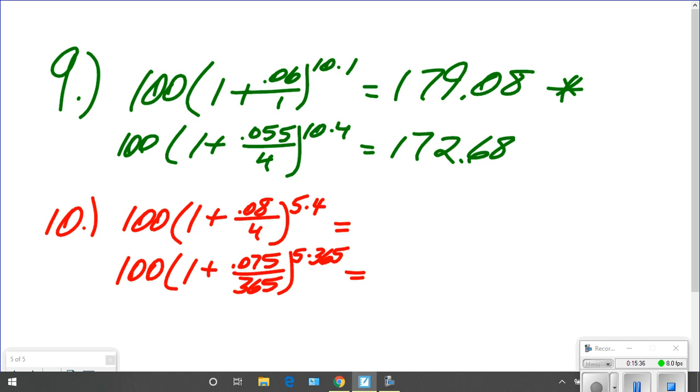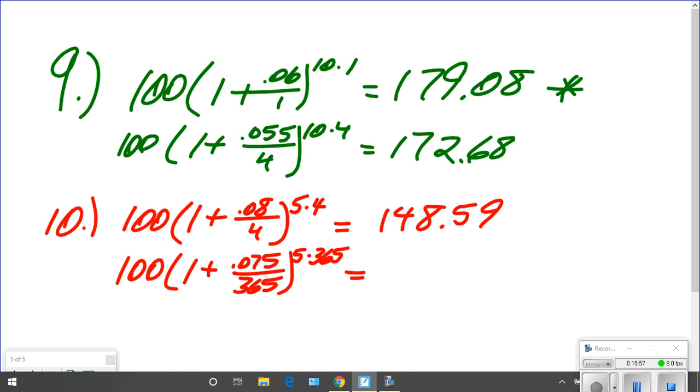Let's find out together. 0.08 divided by 4 plus 1, to the 20th power, times 100, because it just makes me feel better. 148.59. Now let's do the next one.